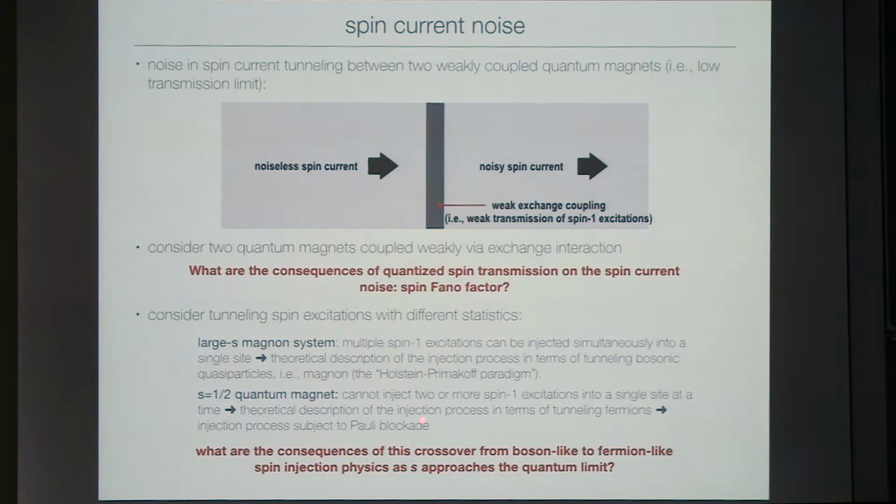But then if you go to a quantum magnet where you have spin 1/2 degrees of freedom, then if you flip a spin 1/2 system once, you can't flip it again. So spin 1/2 operators are inherently fermionic. So as the spin S goes from a large S to a small quantum limit, you have this transition from bosonic-like tunneling physics to fermionic-like tunneling physics, and that should have consequences on the noise as well. So these are two issues that we want to address.